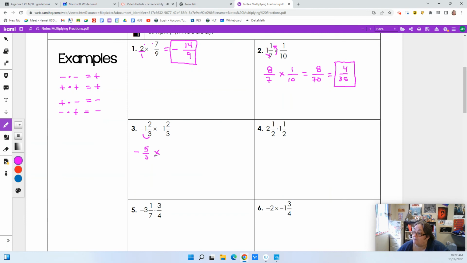Then we're going to go 1 times 3 is 3 plus 2. Well, again, 5/3, right? It's the same problem. So -5/3. And now we're just going to multiply across. But we know that negative times a negative is going to give us a positive. So we're just going to go 5 times 5 is 25. And 3 times 3 is 9. This, I can tell you right now, isn't reducible. So we're just going to leave it like that.